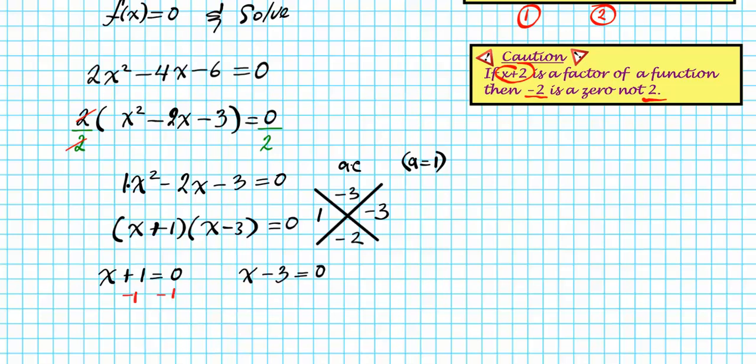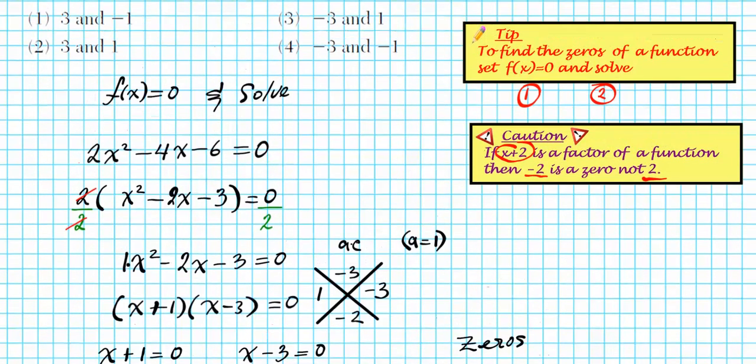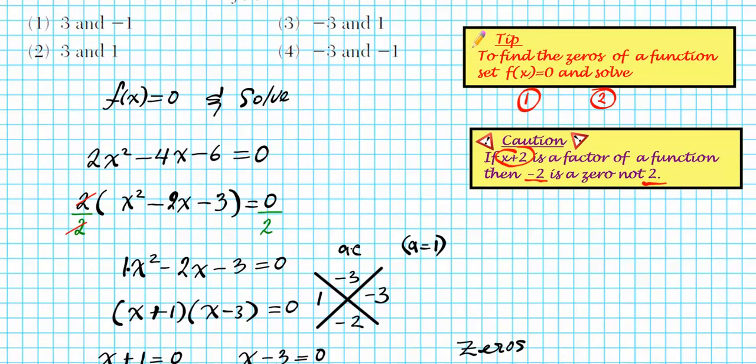Okay, so you subtract 1 from both sides. So you end up with the opposite. x equals -1, that's the first 0. Here you add 3 to both sides. x equals 3, that's the next 0. Okay, so our zeros are -1 and 3. All right, these are our zeros. So let's go back to our option alternatives and see what our answer is. -1 and 3. Option number 1 is the answer for number 9.